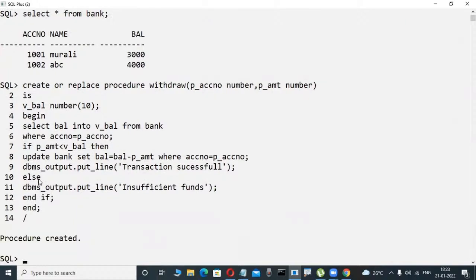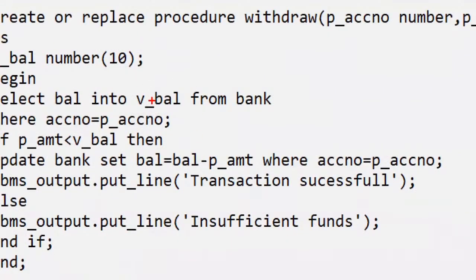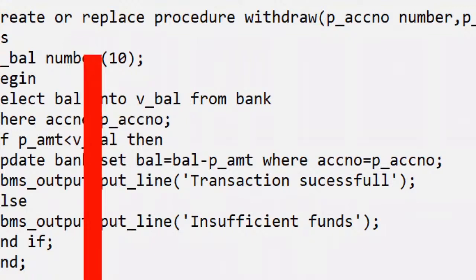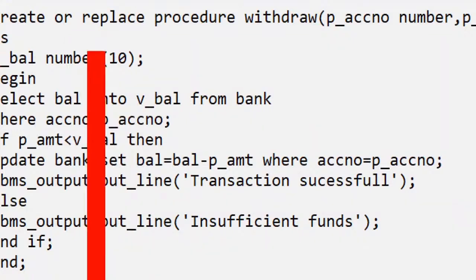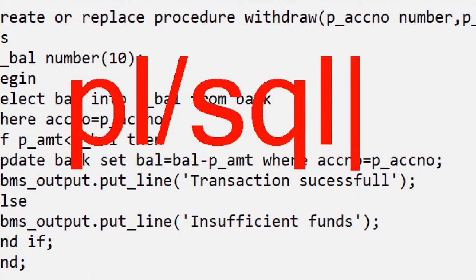Suppose I'm writing a procedure, for example. Observe here, some coding I'm writing. This is not a difficult coding, very easy coding. Even if you don't have software knowledge or any idea, I will tell you all the things. These types of codings are called PLSQL coding. It is a little bit like programming. PLSQL coding only.